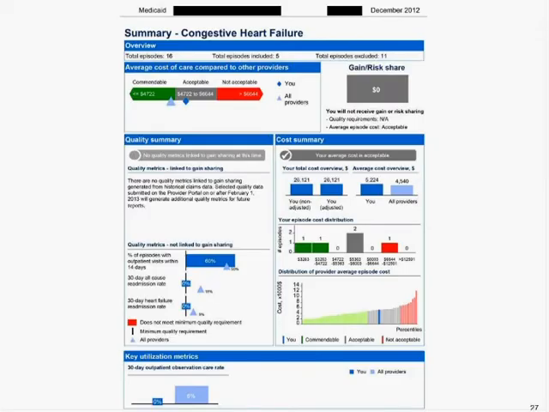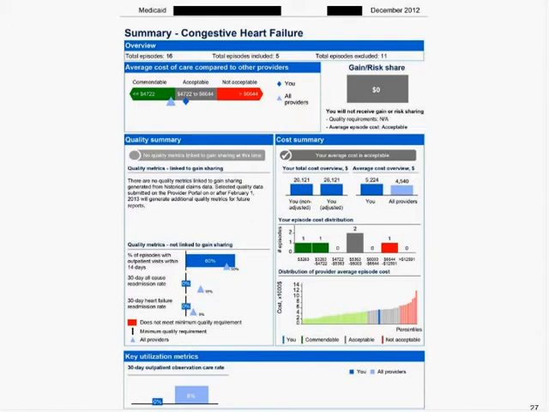For congestive heart failure, the first thing we want to look at is the overview. And in this one, you'll see there were a total number of episodes, 16 episodes. The total number included were 5. So the total number of episodes excluded was 11.